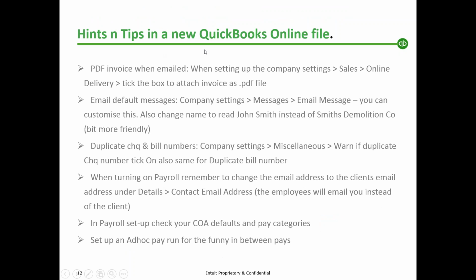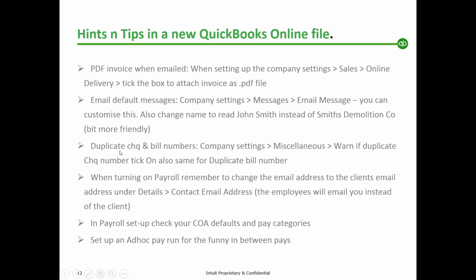So there are some more hints and tips under our company preferences area. Where you find the PDF invoice when emailed, you can set it up so that it automatically emails out a PDF at the same time. You can set up the default messages. So in the email message, you can change the wording around so it's a little bit friendlier.